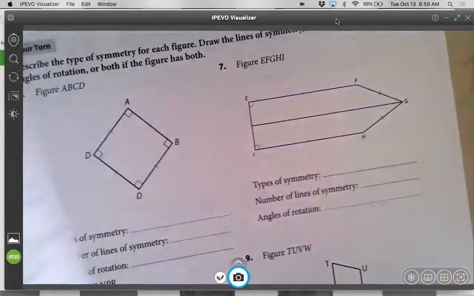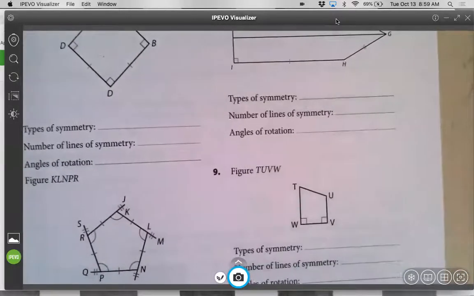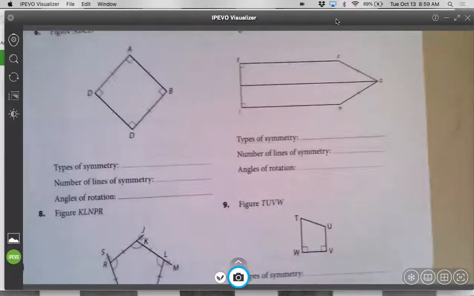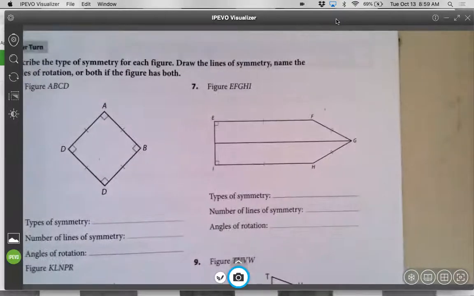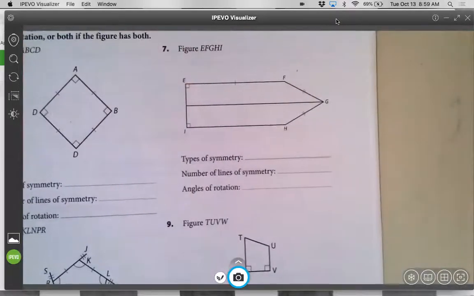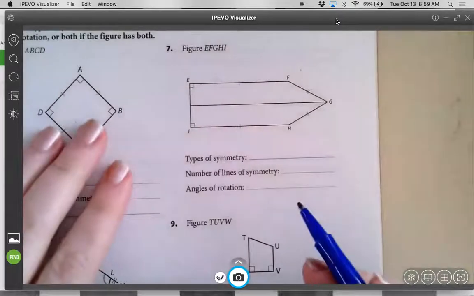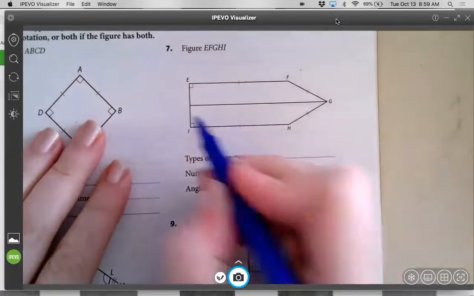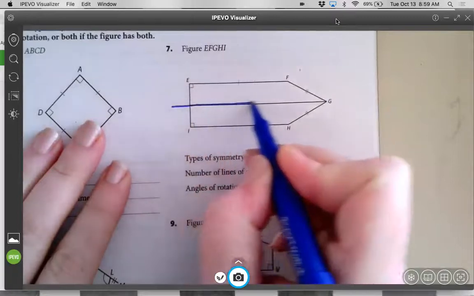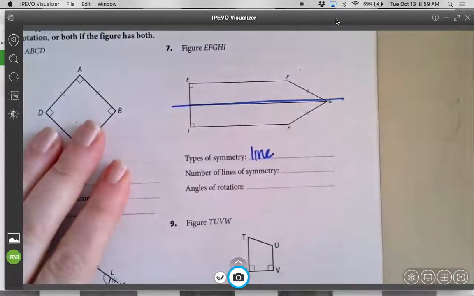Okay, so then let's look at the last couple of examples on page 105. We're going to do 7, 8, and 9, and then I'll let you work. So number 7, we are describing the types of symmetry. The two types are line and rotation, so we just take them one at a time. Is there a line of symmetry already drawn on number 7? Yeah, so we got this line right here. So we know there's line symmetry because it's already started for us.